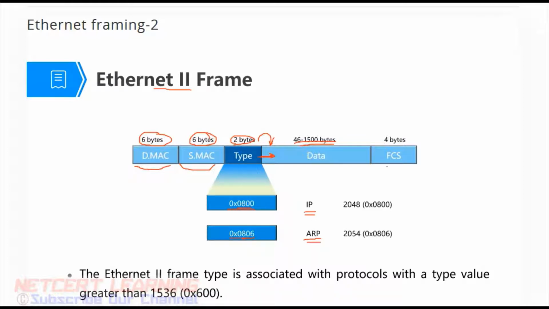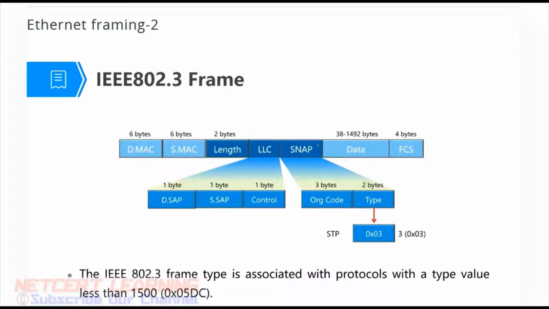Okay, and then there's the FCS. We can see both these values are bigger than 0600, bigger than 1500. This is the ISO2 frame. And then there's the IEEE 802.3 frame.